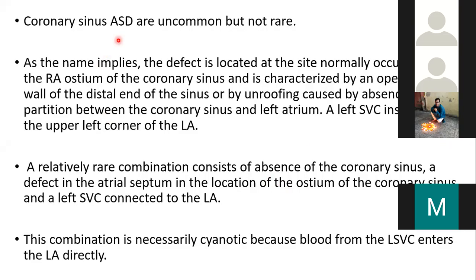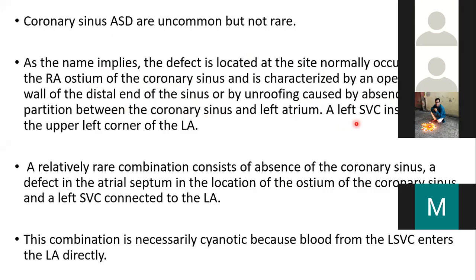So coming to coronary sinus ASDs, they are uncommon but not rare. The coronary sinus normally occupies the right atrial ostium and is characterized by an opening in the wall of the distal end of the sinus, or by an unroofed sinus caused by the absence of the partition between the coronary sinus and left atrium.